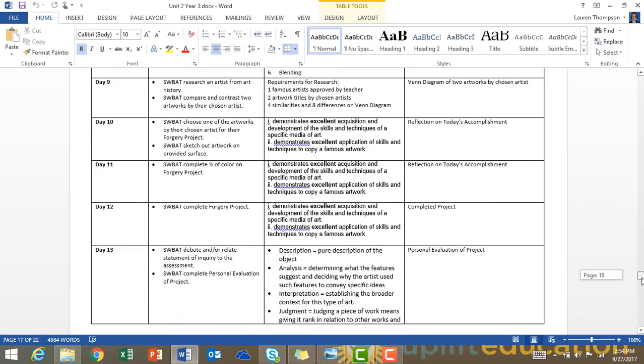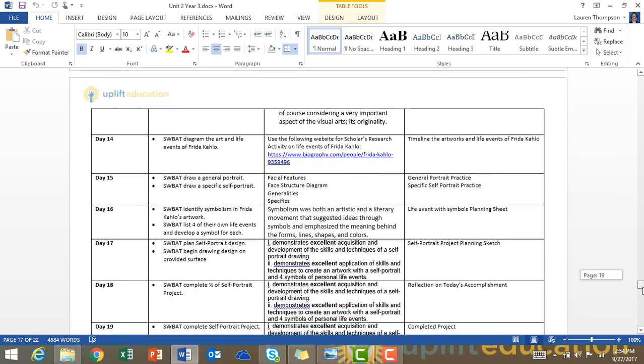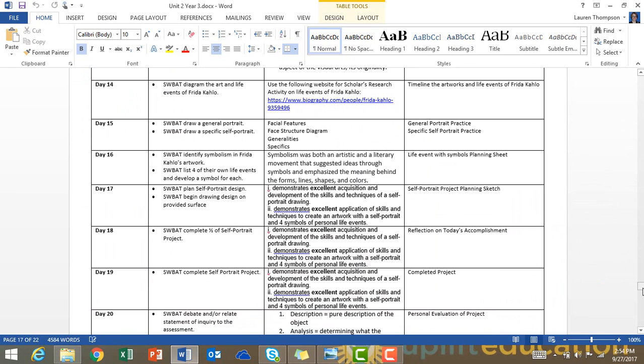They'll complete their forgery project, and then they'll have a day where they plot out the life events of Frida Kahlo on a timeline, and then they'll put images of her work next to the time periods and the life events that she had, and hopefully your students will start to see the connection between what she portrayed in her artwork and what was going on in her life at that time. She's one of the best artists to show self-portraits of, because they're very telling of her mental state and whatever was going on in her life right at that moment.